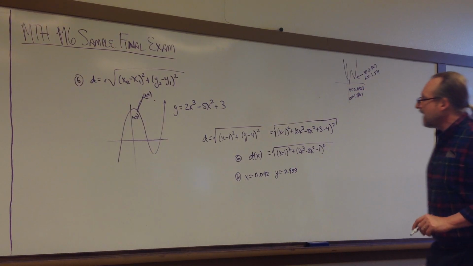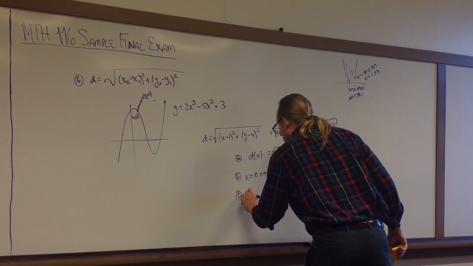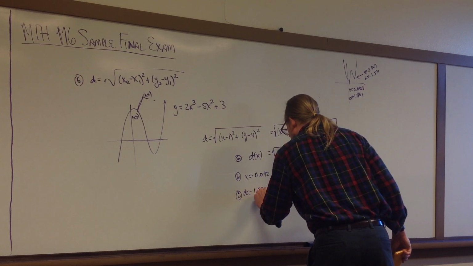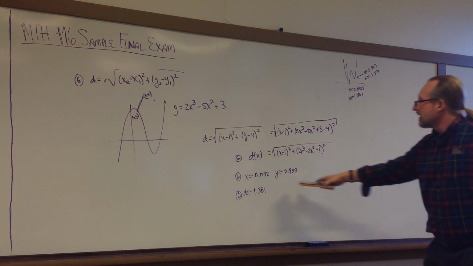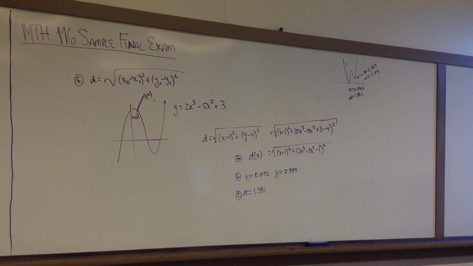Okay, and then part C, we've already got the distance there. D is about 1.381. And there we go. There's our distance function, there's the point that's closest, and there's how close it is.